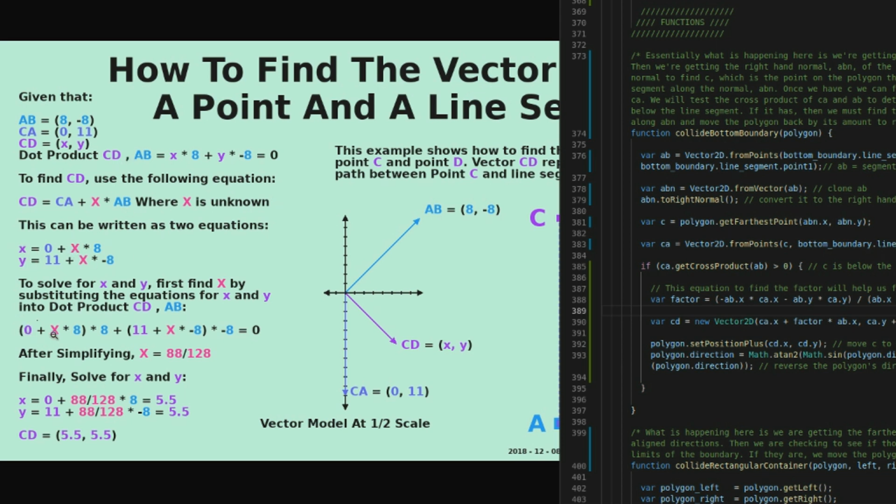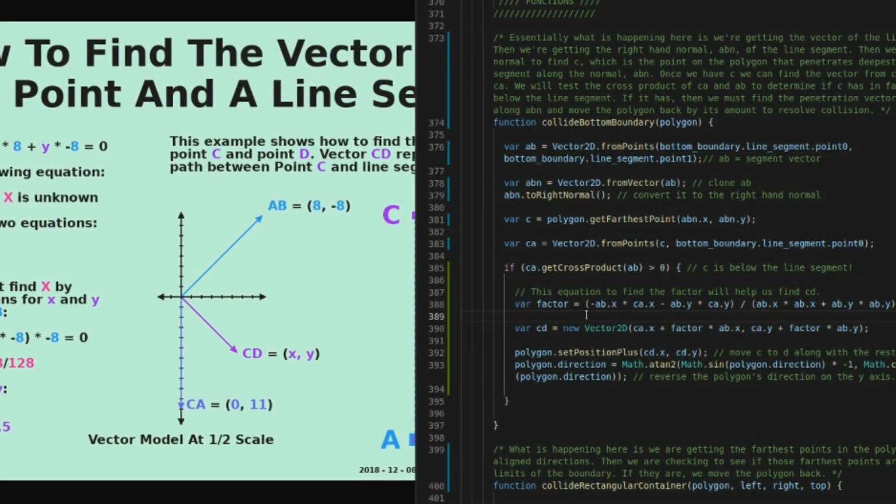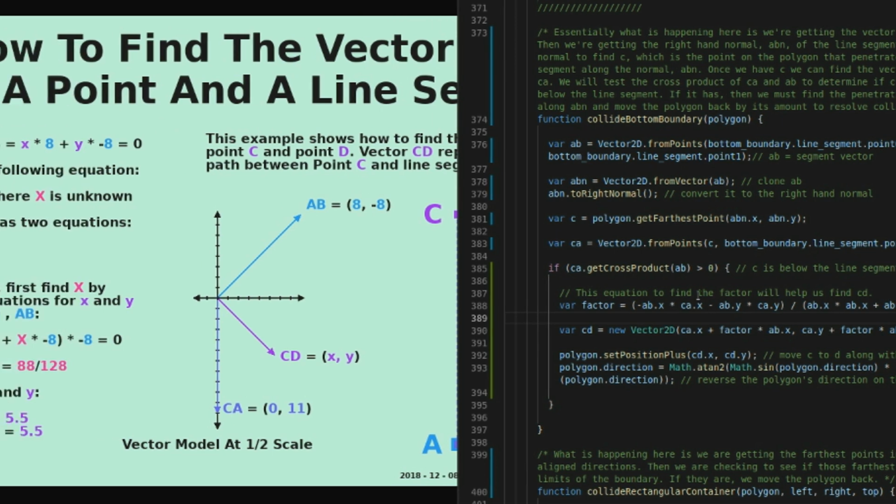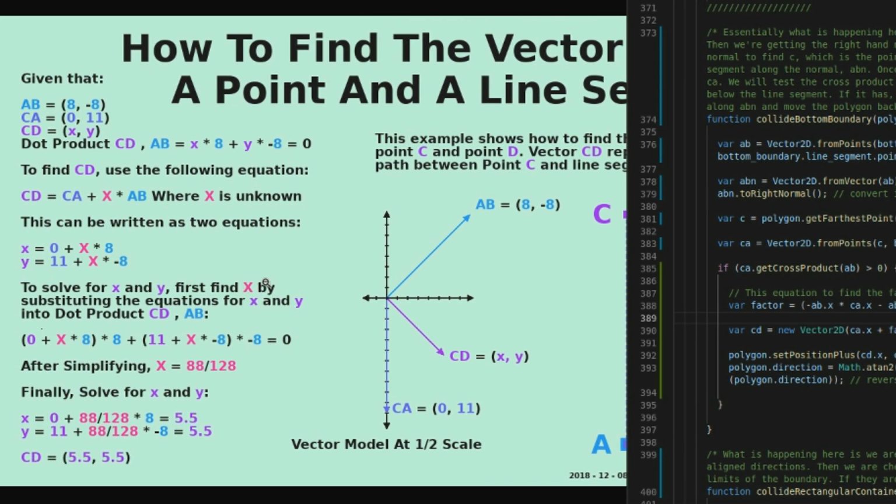So this is the formula we're going to work out right here. What this works out to be is negative AB dot x. If you work this out a little bit, you get this form here: negative AB dot x times CA dot x minus AB dot y times CA dot y, and you divide all of that by AB dot x squared plus AB dot y squared. That's going to give you factor x.